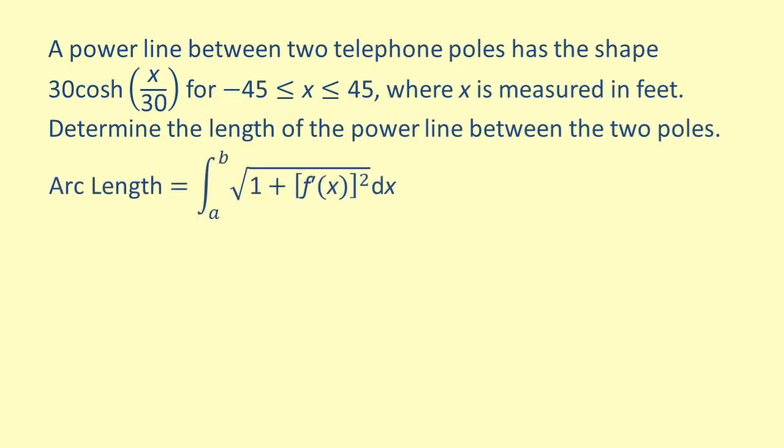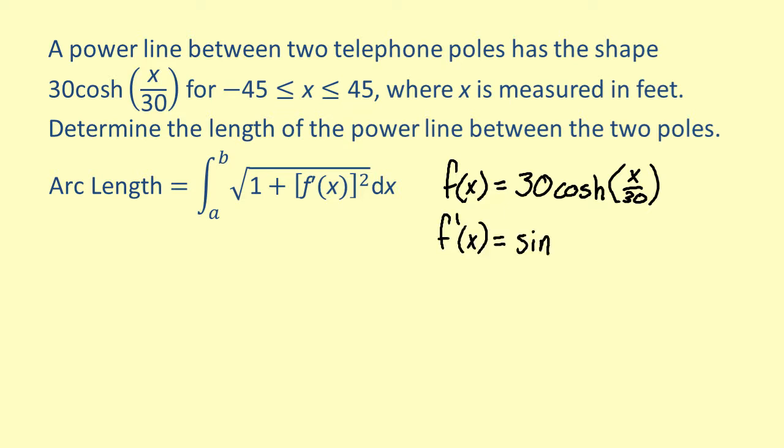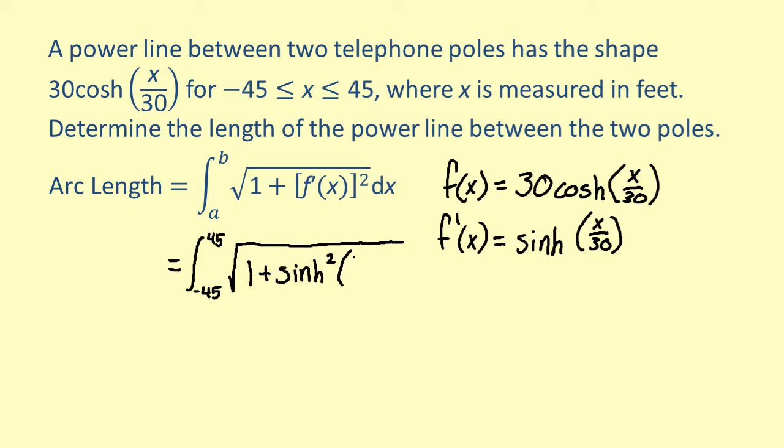We are given a function that we'll call f of x, and we first need to find f prime. Differentiating, we find that f prime is equal to the hyperbolic sine of x over 30. Now let's substitute this for f prime, as well as our limits of integration in the arc length equation. So we get the integral of the square root of 1 plus the square of the hyperbolic sine of x over 30 dx from negative 45 to 45.